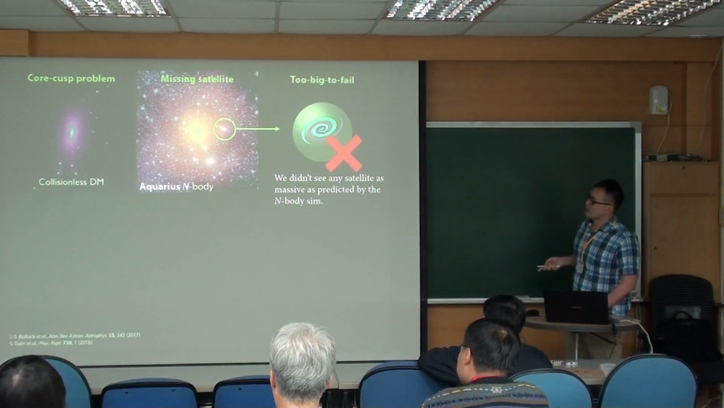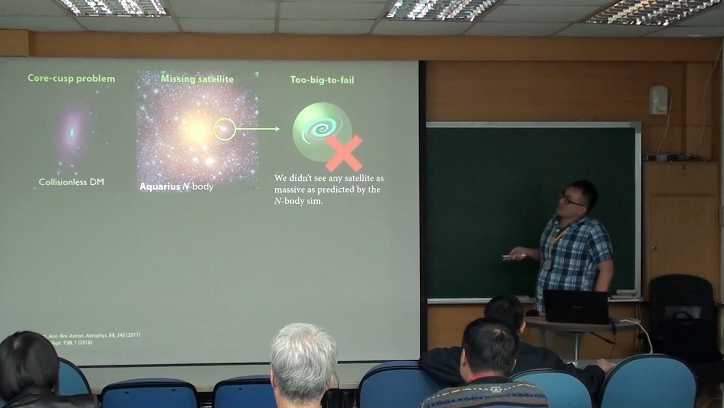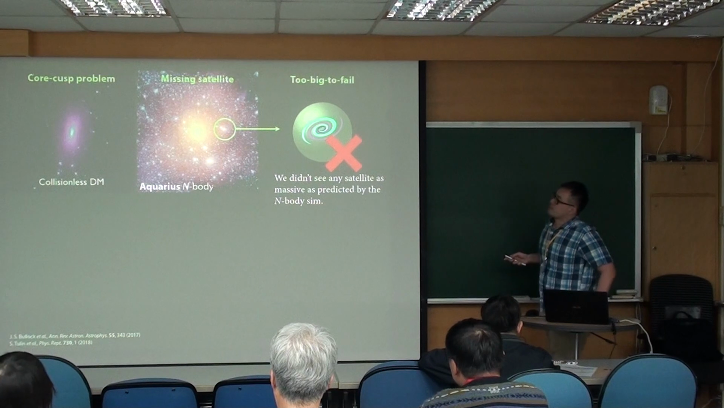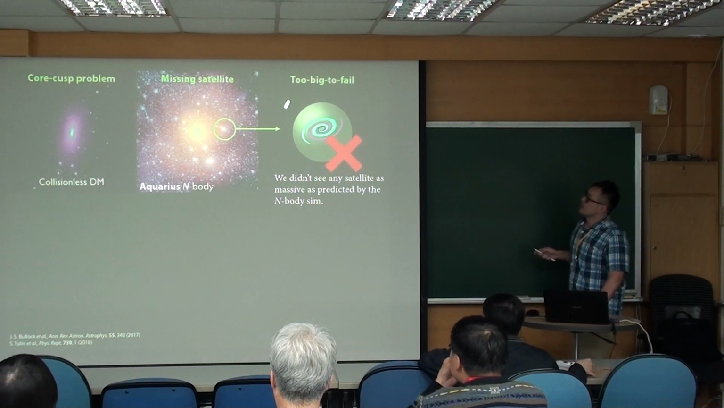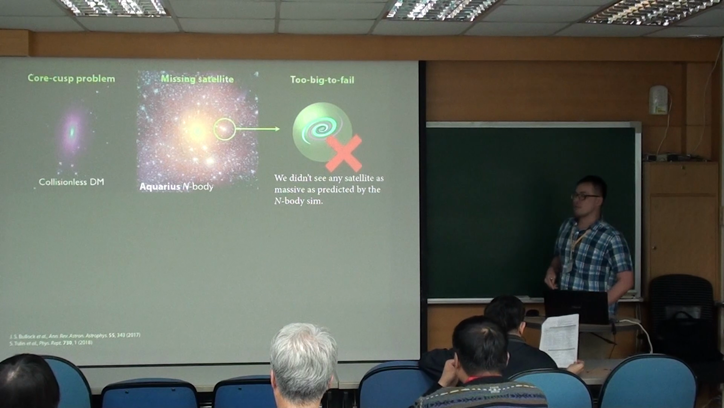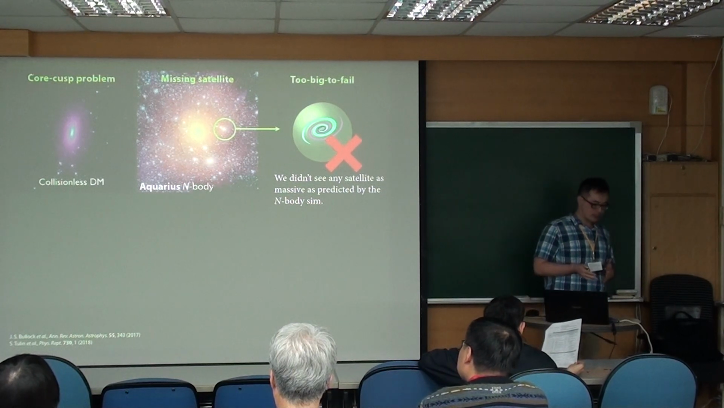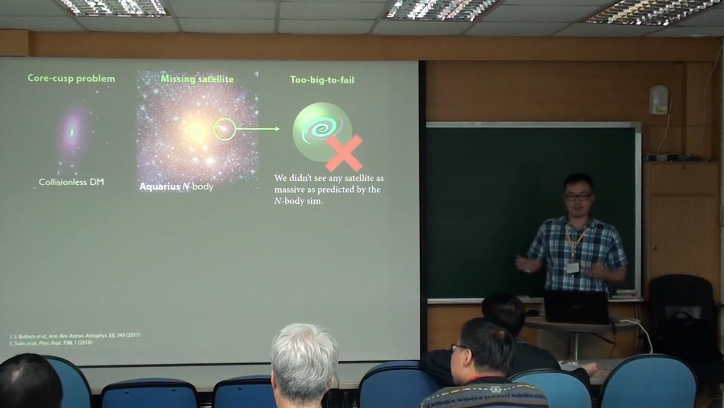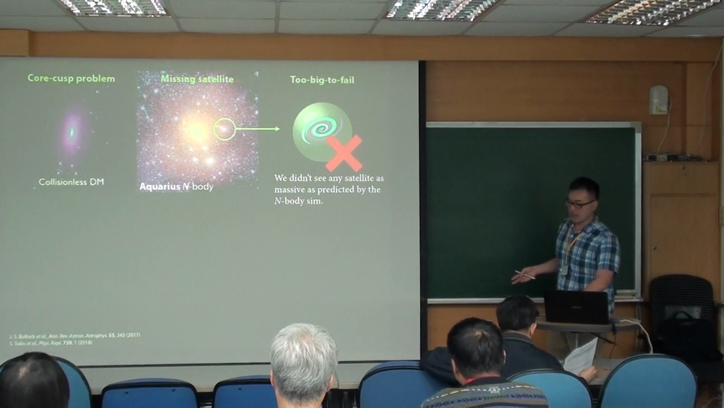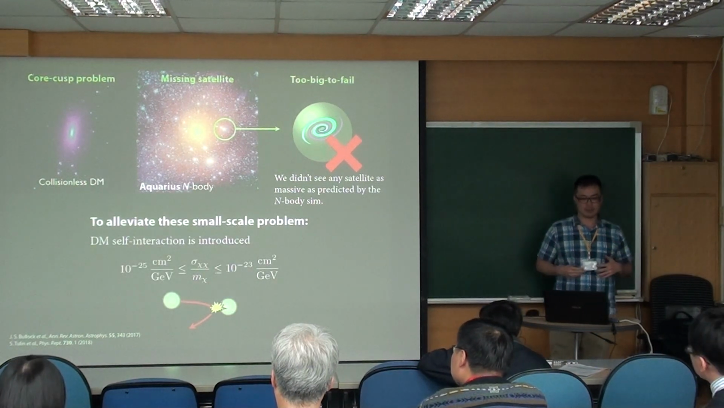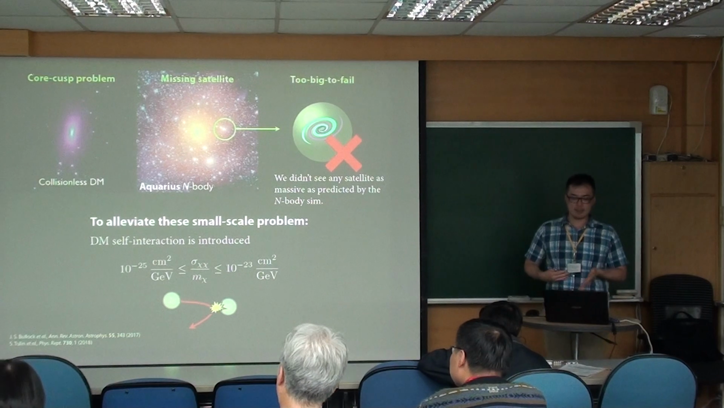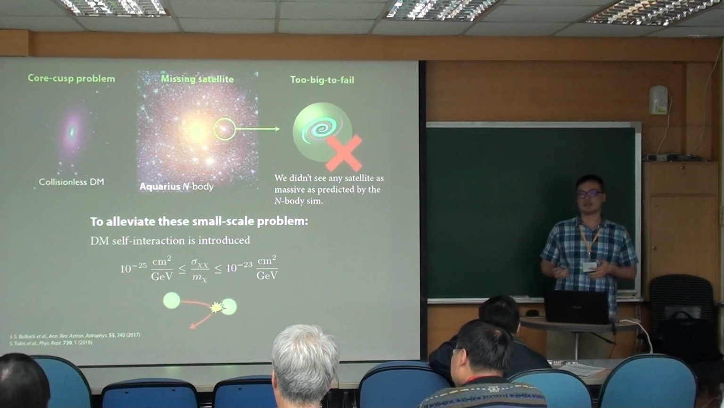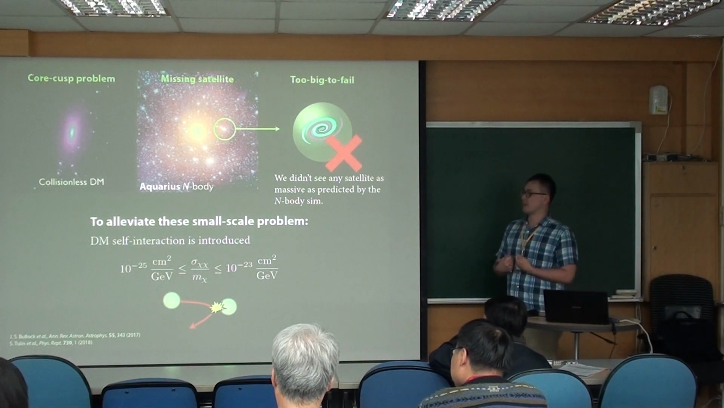However, in small-scale structure, typically speaking on scales smaller than a few megaparsecs, there are some issues, such as the core-cusp problem, the missing satellite problem, and the too-big-to-fail problem. So, in order to alleviate these small-scale structure problems between the simulation and the observation, dark matter self-interaction is introduced. In that case, the dark matter particles are collisional instead of collisionless, so energy can be transported between the dark matter particles.